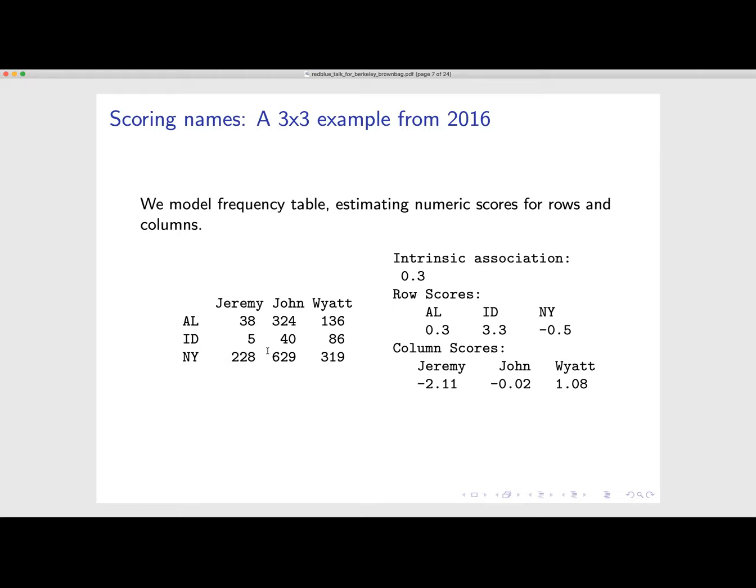And for the intrinsic association, can you give an example of what a really high association would mean in the table? Would it mean that all of the names were in one of the cells? I think it would mean that the odds ratio of 2x2 tables in the table would be very high on average. That's a rough way of saying it. Very high clustering, lots of diagonal, for example. Yeah, that would be an example of a very high association.